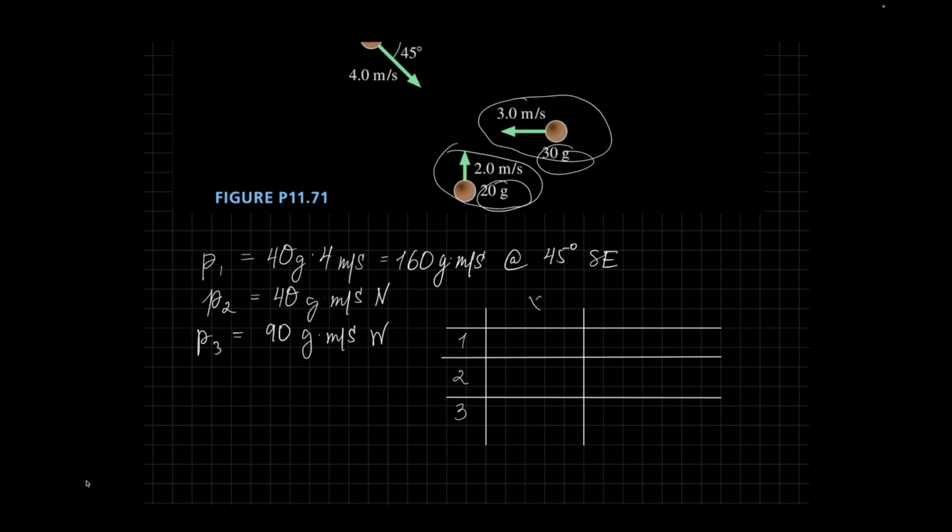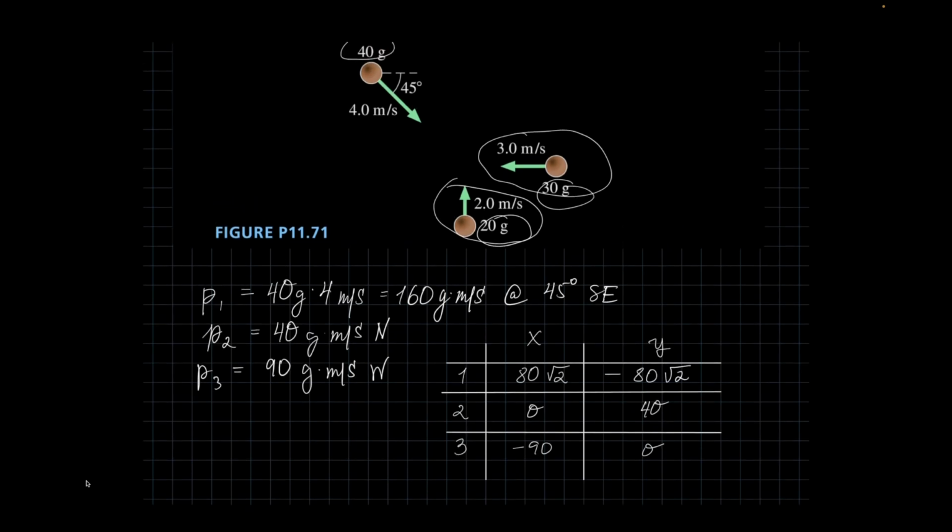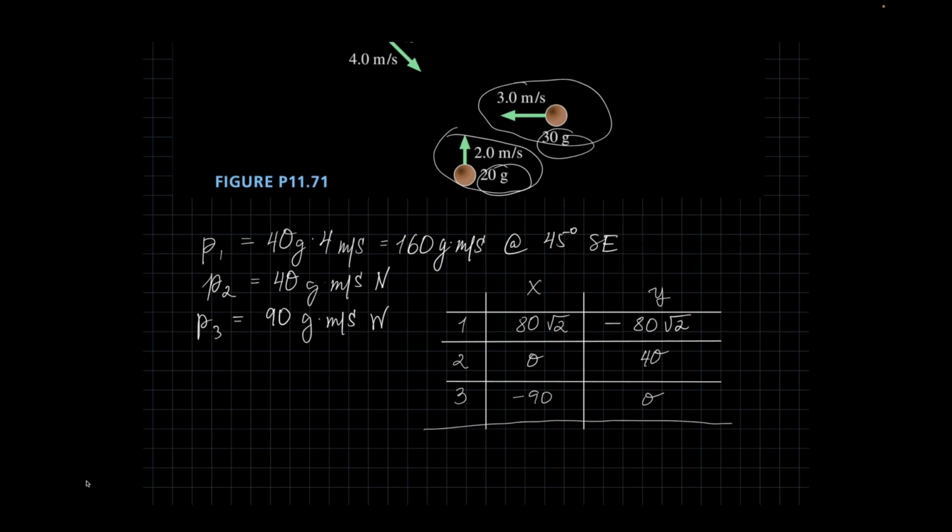So for x and y components, this is negative 90, 0. This is 0. And what am I looking for? North 40. And then this is going to be 160. So it's going to be 80 roots of 2 and 80 roots of 2, negative for y because it's dipping under. And then I'm going to put these together.